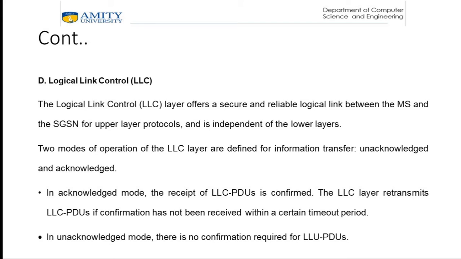In acknowledged mode, the receipt of LLC PDUs is confirmed. Since it is acknowledged, it means that whenever a packet is received, its confirmation is sent back to the sender. The LLC layer retransmits LLC PDUs if confirmation has not been received within a certain timeout period. In unacknowledged mode, there is no confirmation required for the LLC PDU, so you send the packet and you don't know whether it has been received or not.